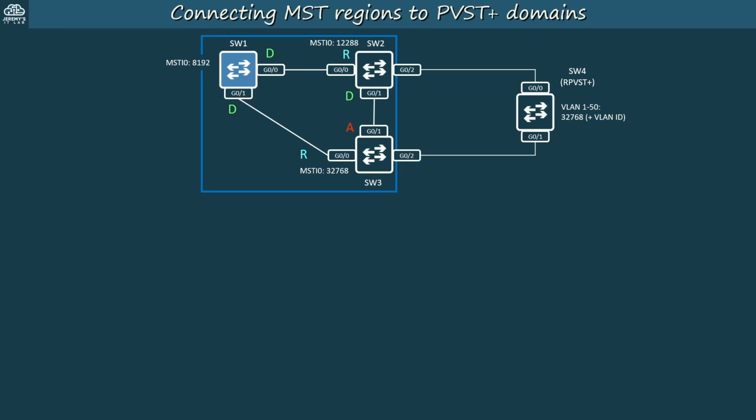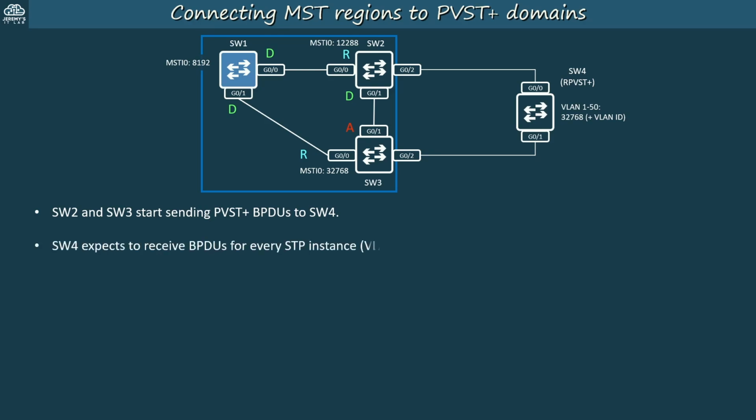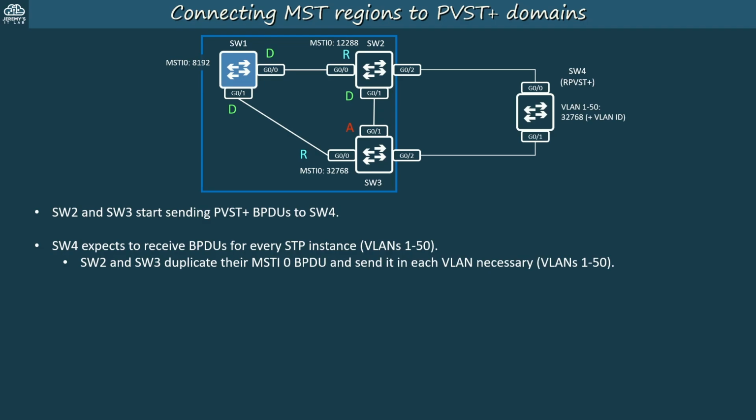So after an MSTP switch receives a PVST Plus BPDU, it activates the PVST simulation mechanism on the port. This causes switch 2 and switch 3 to start sending PVST Plus BPDUs to switch 4. As you know, MSTP switches normally send one BPDU for MSTI 0, and that's it. But switch 4, running PVST Plus, expects to receive BPDUs for every STP instance, for VLANs 1 to 50. To satisfy switch 4's requirements, switch 2 and switch 3 duplicate their MSTI 0 BPDU and send it in each VLAN necessary, so VLANs 1 to 50.